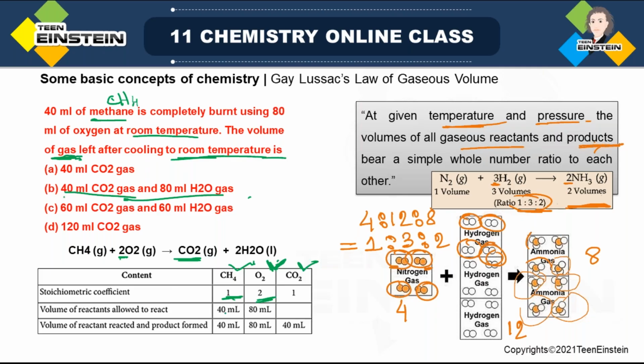So the volume of reactants allowed to react, because when it is 40, obviously oxygen, because of its coefficient 2, will be 80. And then the volume of reactant reacted and product formed. Only the product CO2 we have to consider. So that is why this should be the correct option, not the second one. So we should always read the question very carefully, because if it were option B, then it would be a very flat answer. But mostly we'll see questions where there will be something different. So it is not so straight cut, right?